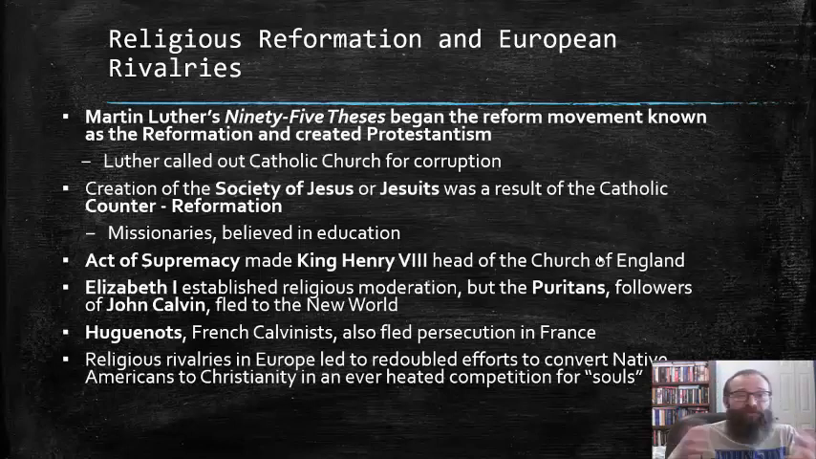Now, as a result of the Reformation and the creation of Protestantism, the Catholic Church began its own reform movement called the Counter-Reformation. And a particular highlight of that was the creation of new missionary societies, particularly the Society of Jesus or the Jesuits. Now, these missionaries believed very strongly in education, and they became kind of the front guard of the Catholic Church, and particularly of the Spanish Catholics, in their attempt to evangelize the Native Americans and bring them into the Catholic fold.